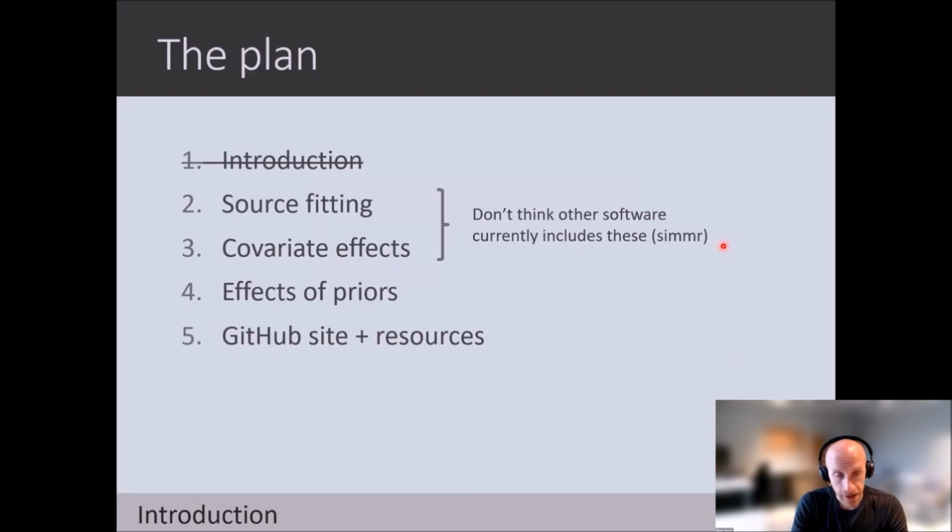So the plan for today, I already gave you the introduction. The other things I'd like to talk about are source fitting and covariate effects, because I don't think that the other mixing model software includes those. I could be wrong. Another package that's currently being developed, though, is SimMer. That's one to check out. And then effects of priors, because sometimes that can be misinterpreted. And then I'll share the GitHub site and some resources.